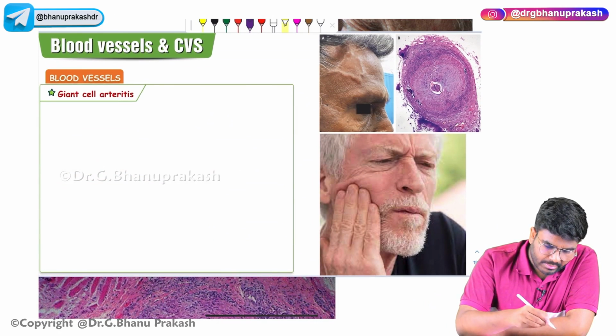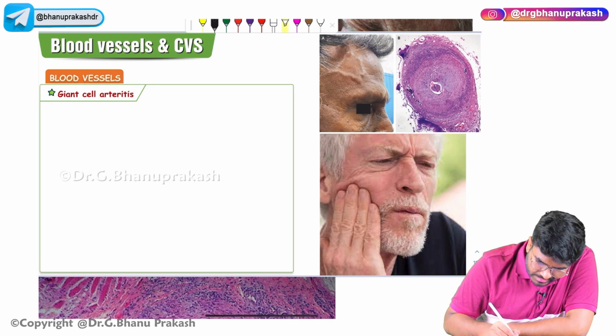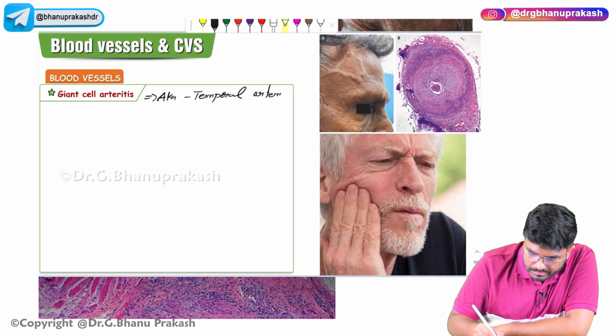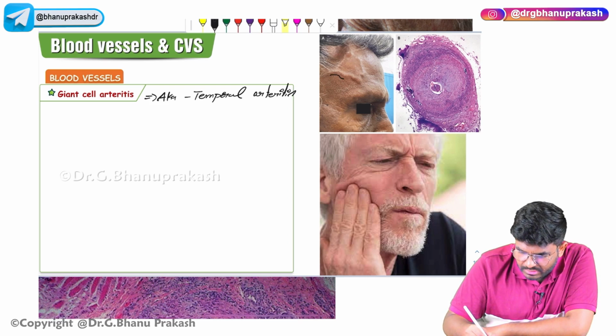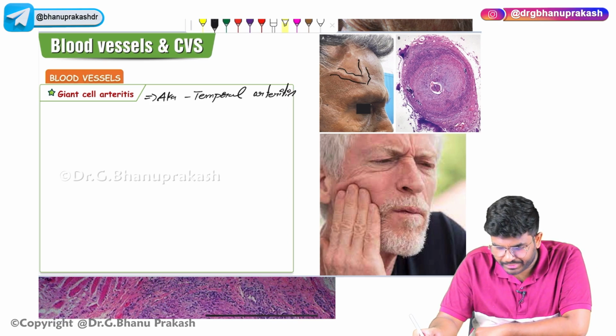Now can you guys tell me what is the other name of this giant cell arteritis? Let me write it here, the other name of giant cell arteritis is also called simple temporal arteritis. You can appreciate here the blood vessel is totally inflamed.